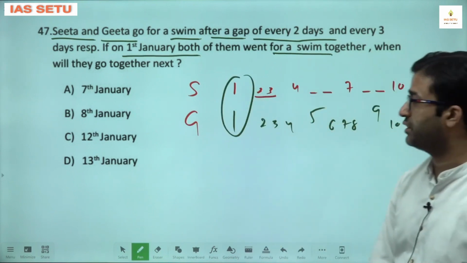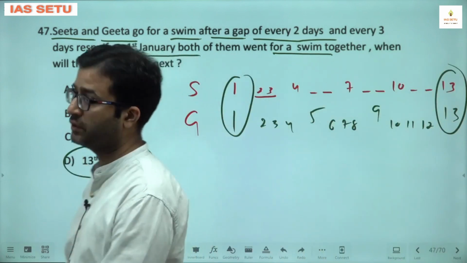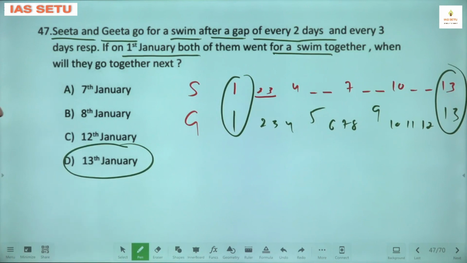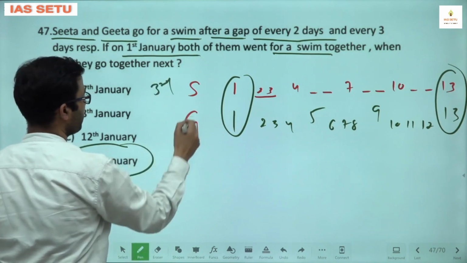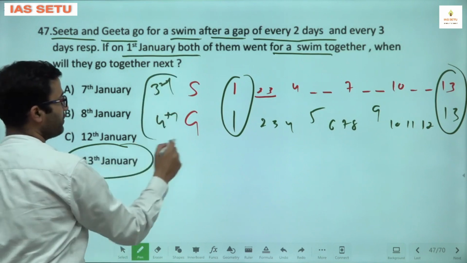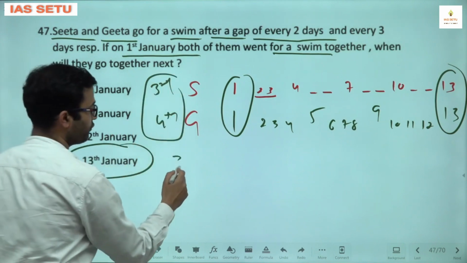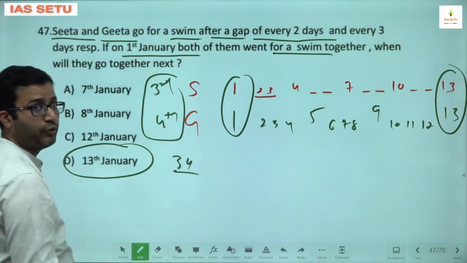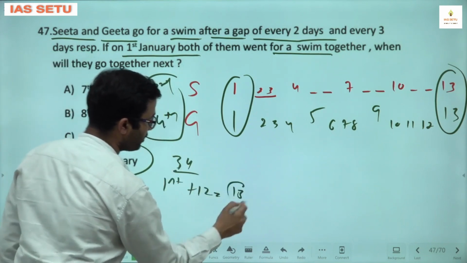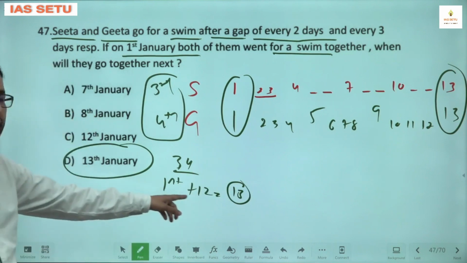So answer is 13 January. The catch here is, after a gap of 2 days means every 3rd day. And here Geeta is every 4th day. You can take LCM. Alternate method is you take LCM of 3 and 4, which is 12. So after a gap of 12 days, in 1st January you have to add 12, then it will be 13th January.